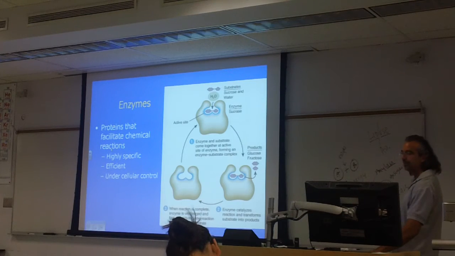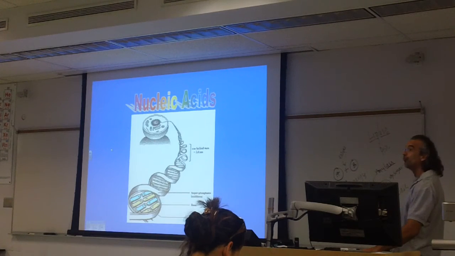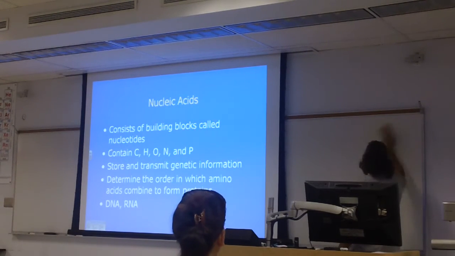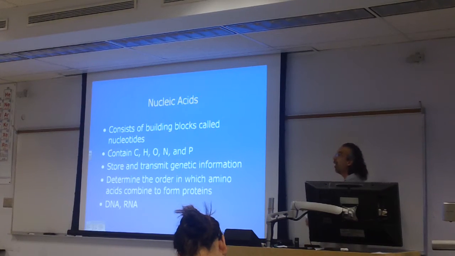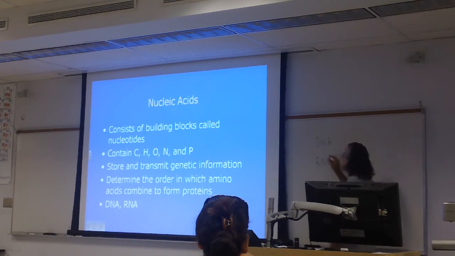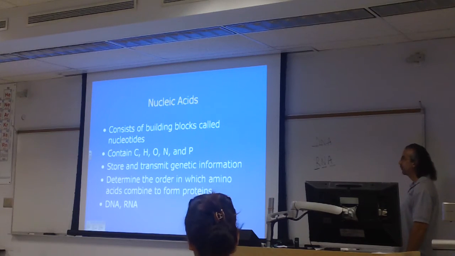So again, enzymes are proteins that facilitate chemical reactions. Here's my nucleic acid section again, one of the last ones we're going to do for those organic compounds. It says DNA, RNA, things like that. Here's a little DNA, then we have RNA. DNA stands for deoxyribonucleic acid, so nucleic acid is in the name. RNA is ribonucleic acid, so ribose is the sugar there. Again, it contains carbon, hydrogen, oxygen, nitrogen, and we're throwing in that P.